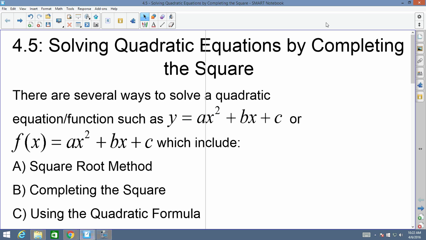All right? That's all nice and good. But what happens when you cannot factor? The first tool that we're going to use is called completing the square.